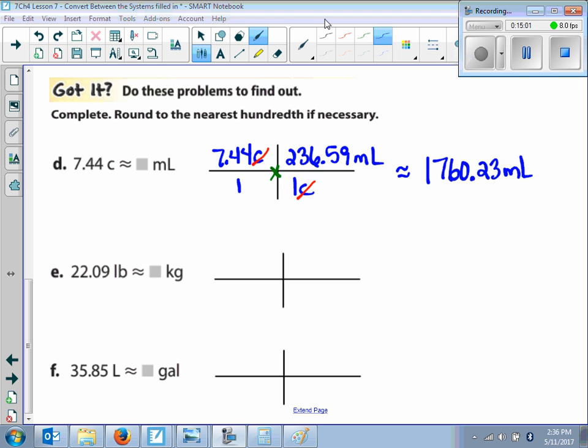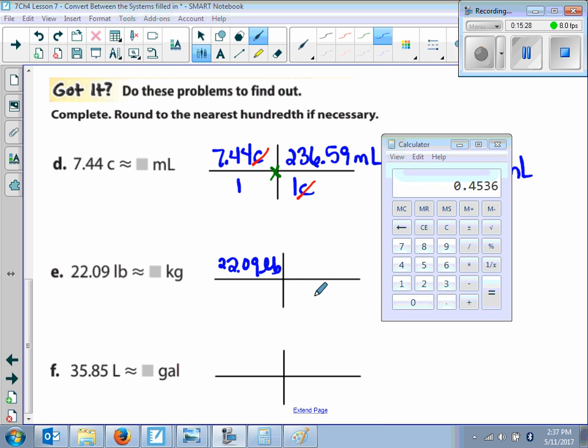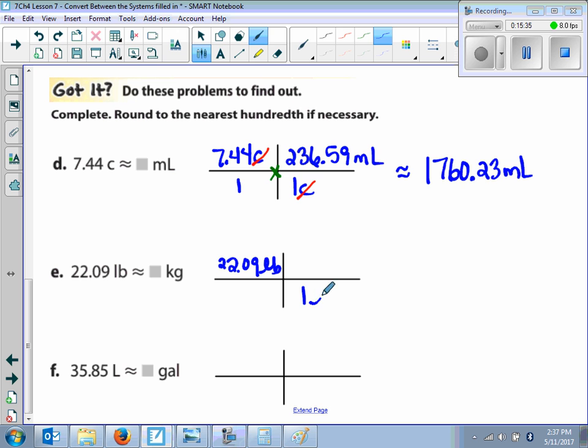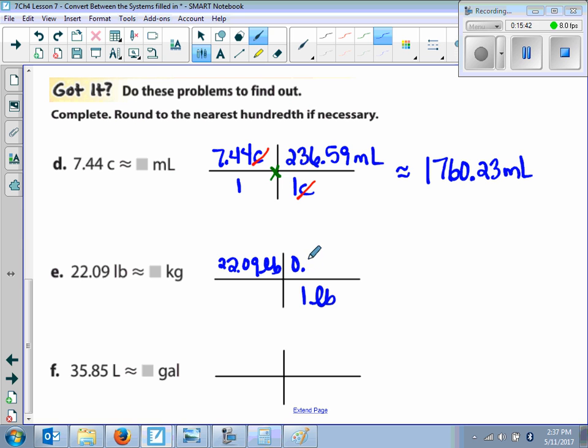So for example E, we're going to start with 22.09 pounds, and then we're converting to kilograms. So we are going to go back to our conversion chart. We're looking at pounds to kilograms, which are right there. So 1 pound is equal to 0.4536 kilograms. So pounds is on top, so we want to put 1 pound on the bottom, and 0.4536 kilograms in the numerator.